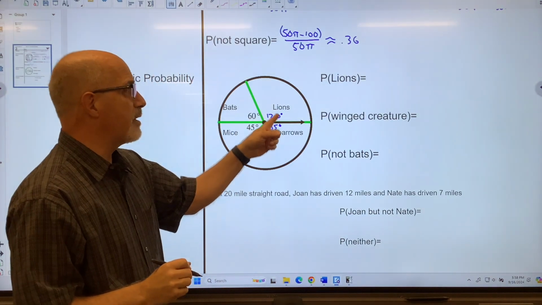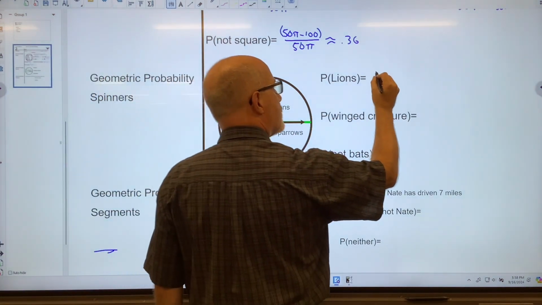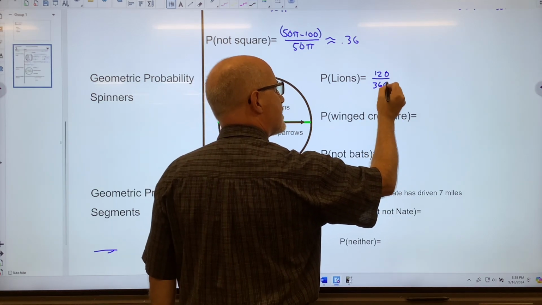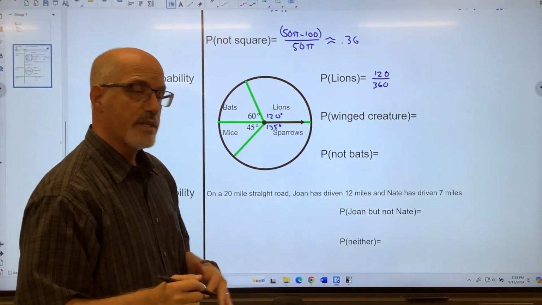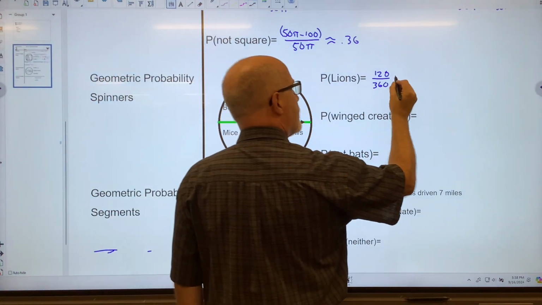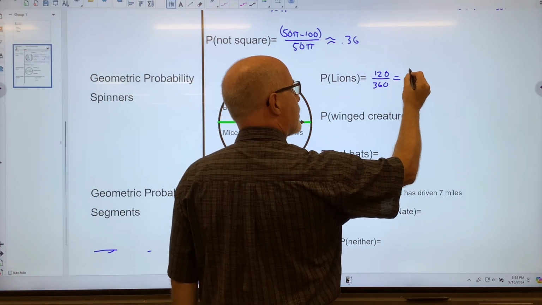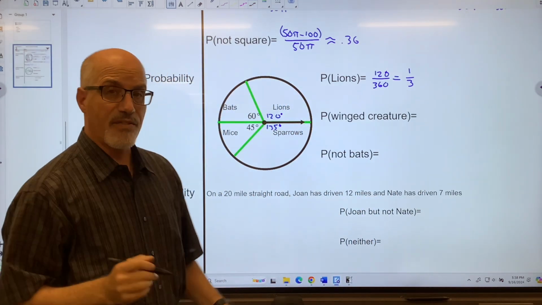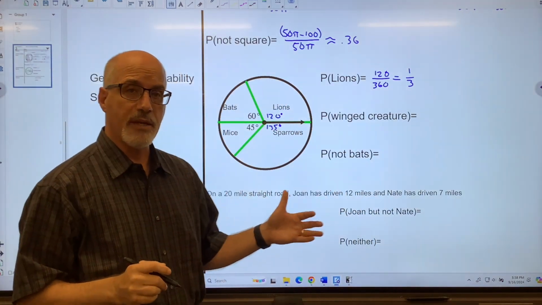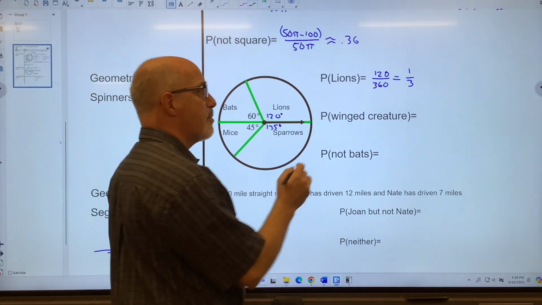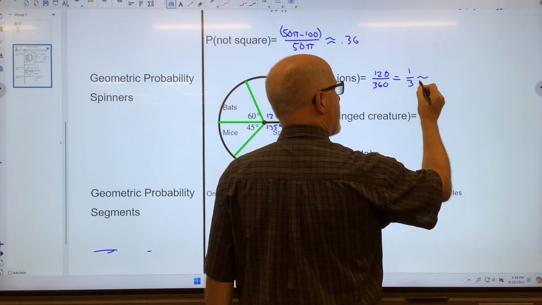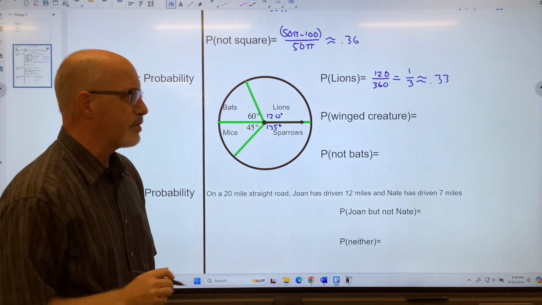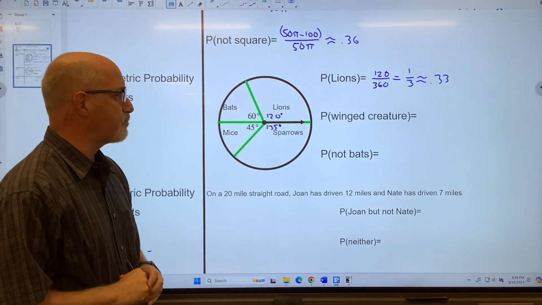So if I want the probability of lions, I'm going to do 120 divided by 360 because that's the number of degrees in a full circle. If I reduce that down, I get 1/3. So that would be the probability in fraction form, but you can also list it as a decimal, that's about 0.33, 0.3 repeating exactly.